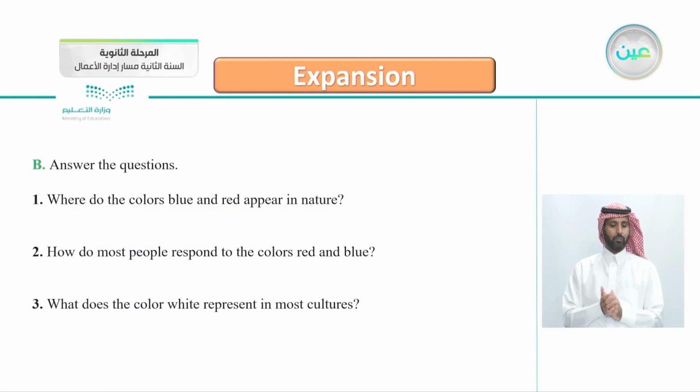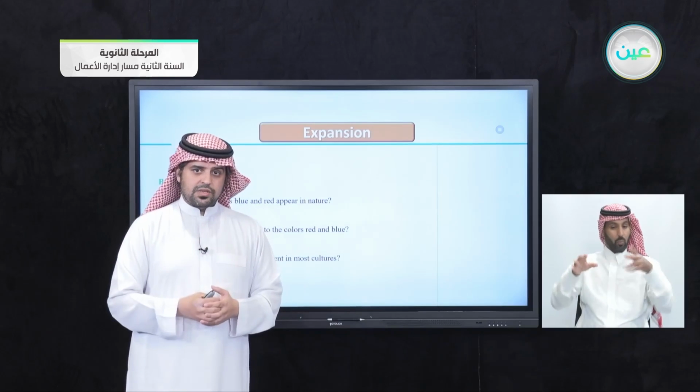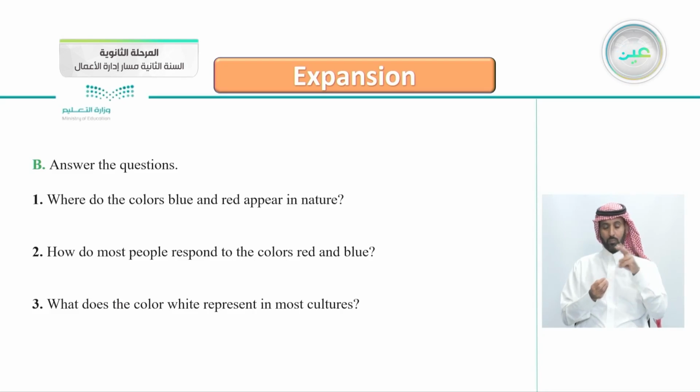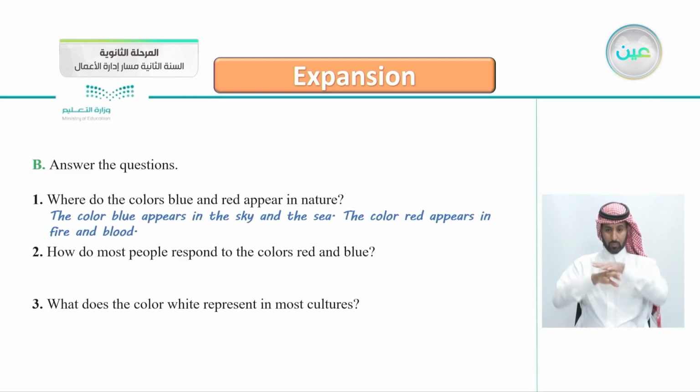So here, after reading the B exercise, answer the questions. The first one: where do the colors blue and red appear in nature? Look around you in nature. Yes, the color blue appears in the sky and the sea. The color red appears in fire and blood.